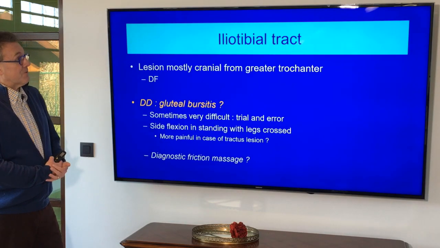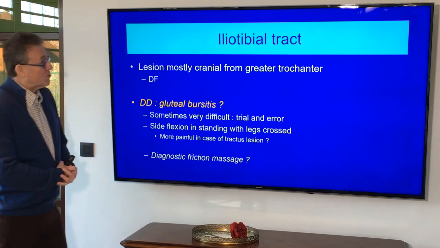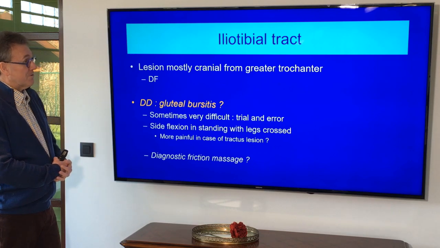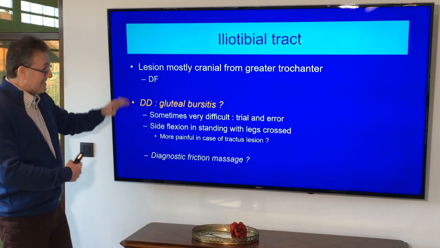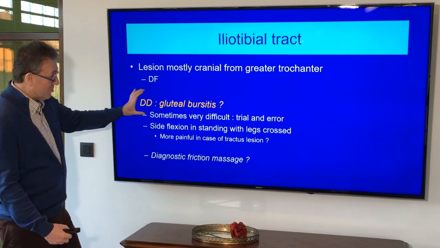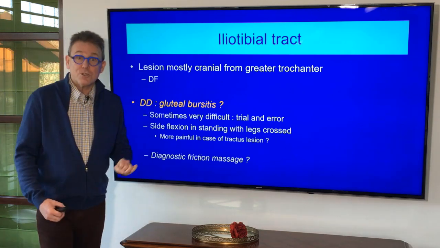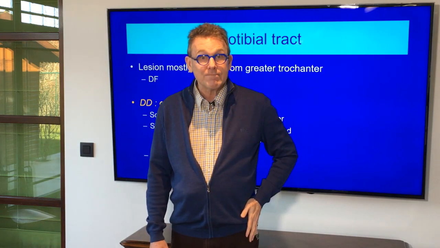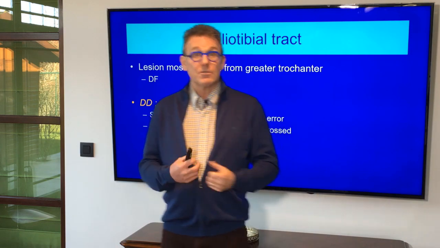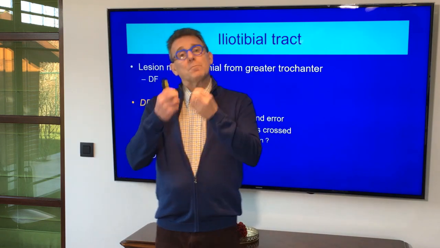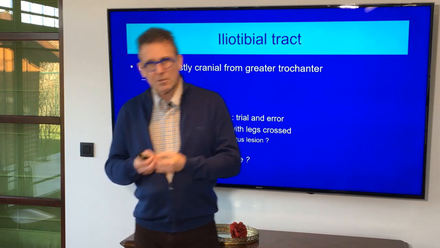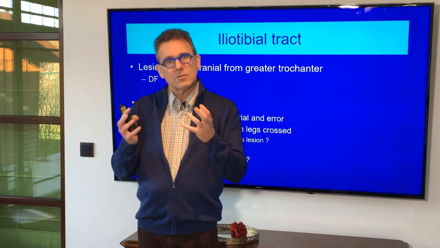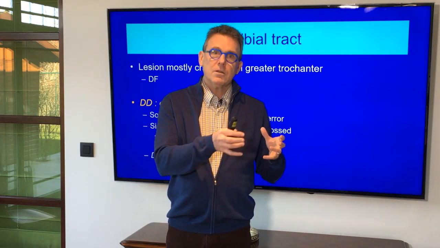And then iliotibial tract, of course, very popular among sports people. Mostly the lesion lies cranial from the greater trochanter, but you have to make a differential diagnosis with a gluteal or a bursitis trochanterica because, yeah, they lie in the same area. And sometimes the differential diagnosis is not that easy. If the patient is a sportsman, your first idea is iliotibial tract. If the problem just came from the sky, so to speak, it started spontaneously, your first idea is a bursa.